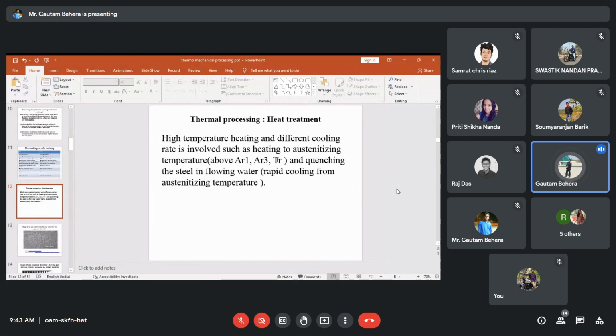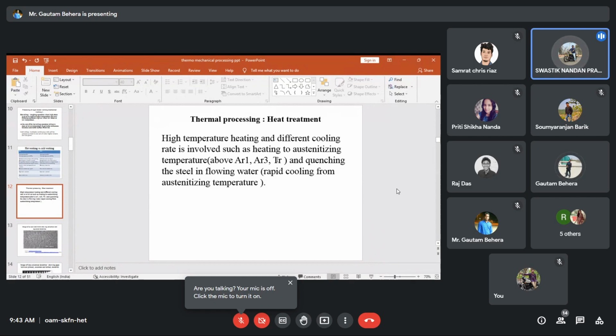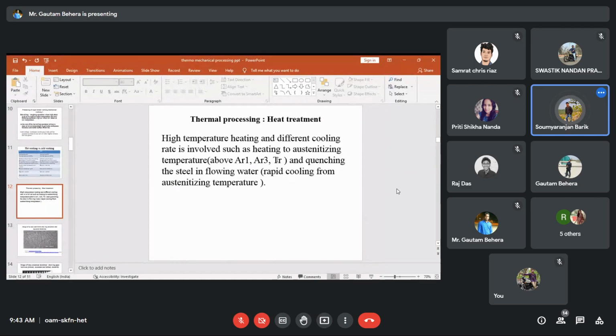Anybody remember what is recrystallization? Sir, formation of strain-free grains. Okay, very good. New strain-free grains are created, are formed.